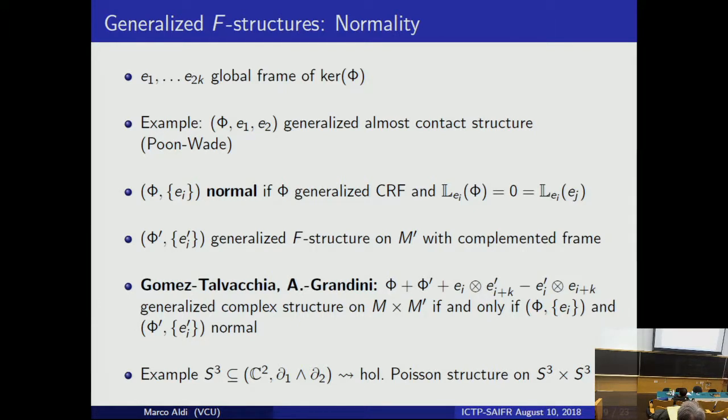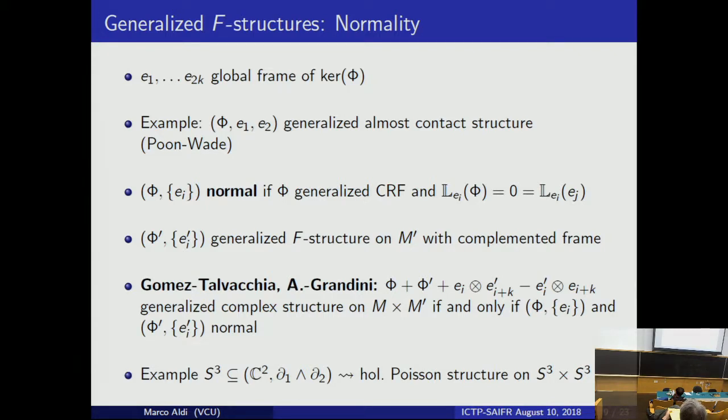Okay, so now let's look at normality. Suppose that we have a global frame, and phi is a generalized CRF structure. An example is the theory of generalized almost contact structures due to Poon and Wade, where you're in codimension 1, so you have 2 sections of the kernel that they fix once and for all.